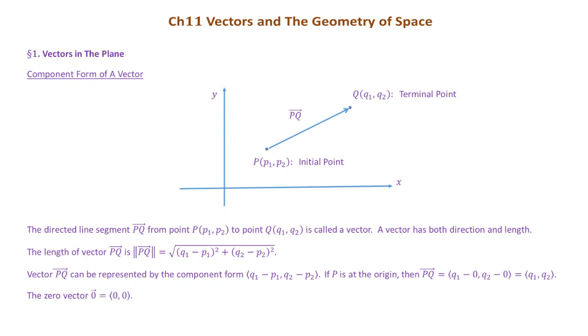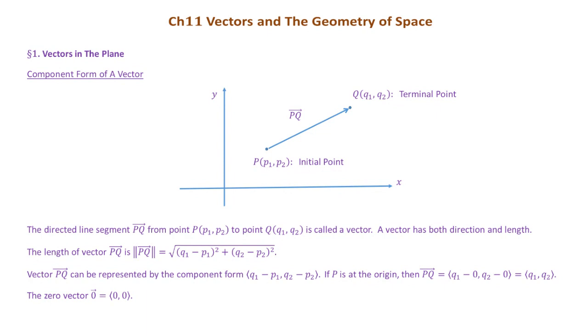Let's talk about the vectors in the plane first, in section 1. So we are talking about the two-dimensional space, the x-y plane. So we come back to the rectangular coordinates, all right? So let's say we have one point P and then another point Q on the plane with coordinates (P1, P2) and (Q1, Q2). And then we can draw a vector from P to Q.